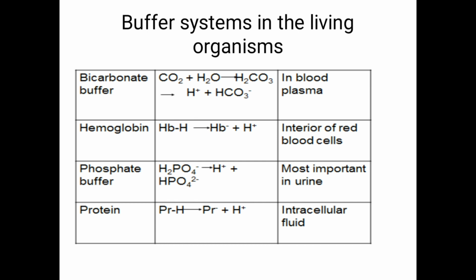In the bicarbonate buffer, carbon dioxide combines with water to form H2CO3, carbonic acid. Hemoglobin, HbH, Hb minus plus H plus, is present in the interior of the blood. The phosphate buffer is mostly the urine buffer, H2PO4 minus, H plus plus HPO4 2 minus. Protein, PR means protein, PRH, PR minus plus H plus, is in intracellular fluid.